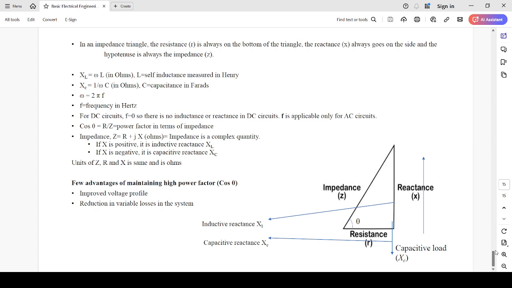A few advantages of maintaining a high power factor: it helps in improving the voltage profile, and it helps in the reduction of variable losses in the electrical system.